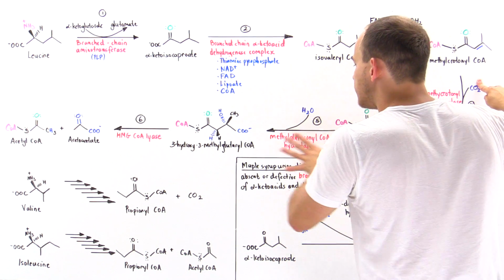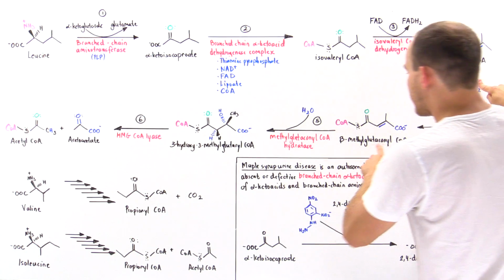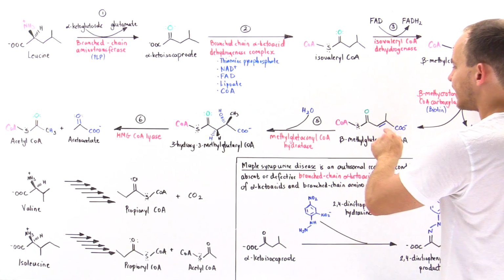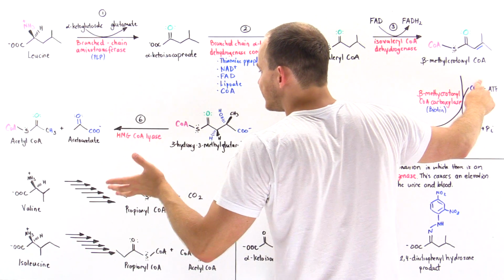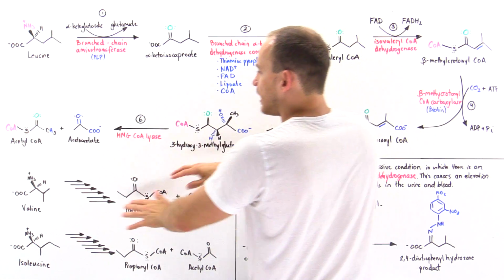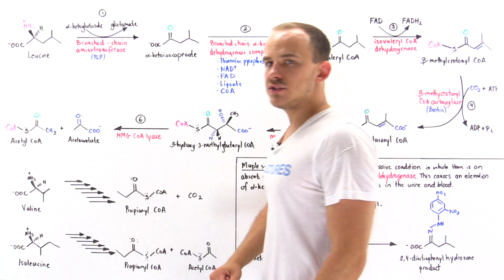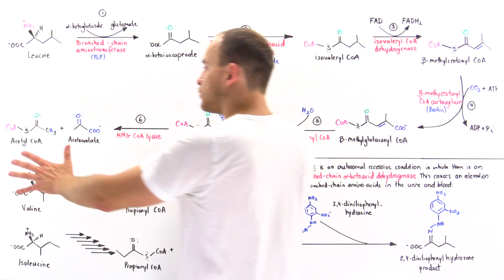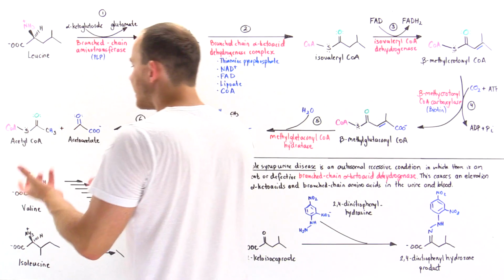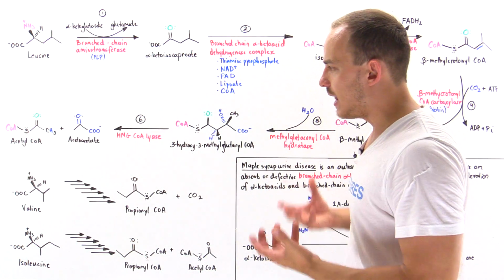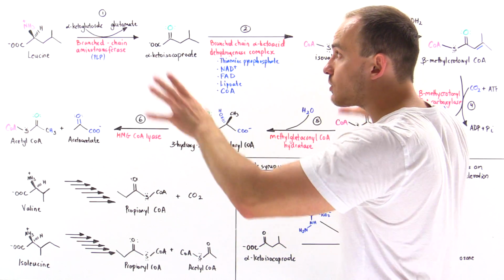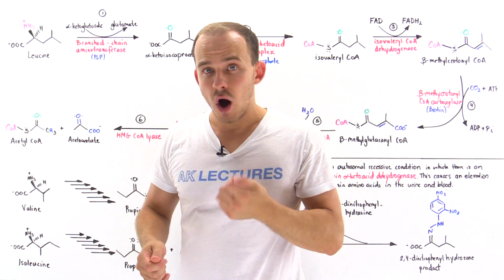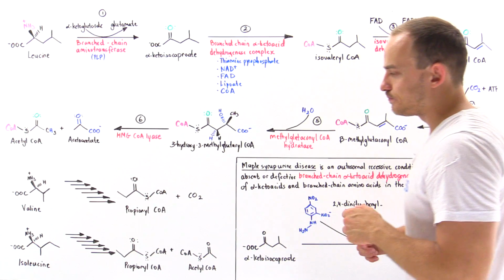Then we have this simple hydration step, where we break the pi bond, attach a hydride. And finally, we have a lysing step. We basically cleave the sigma bond, forming these two molecules. And now these two molecules can basically be used to generate energy by the cell. And this happens not only in our liver cells, but also in our muscle cells.